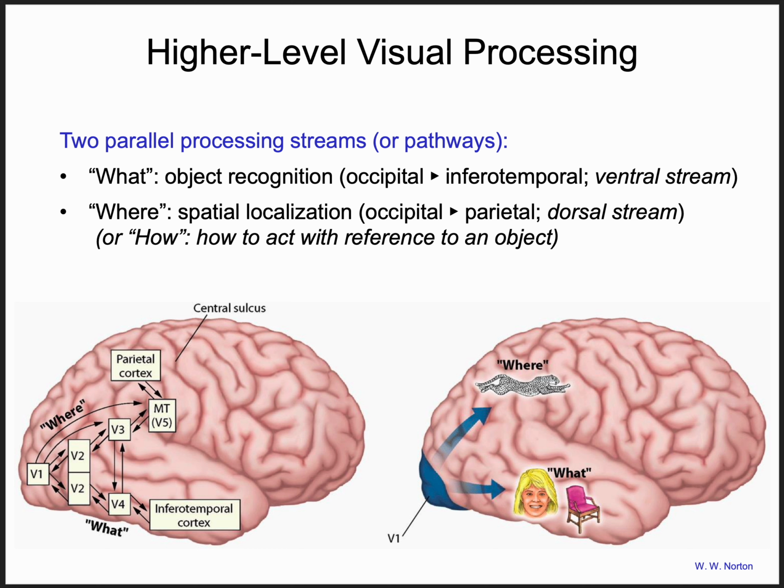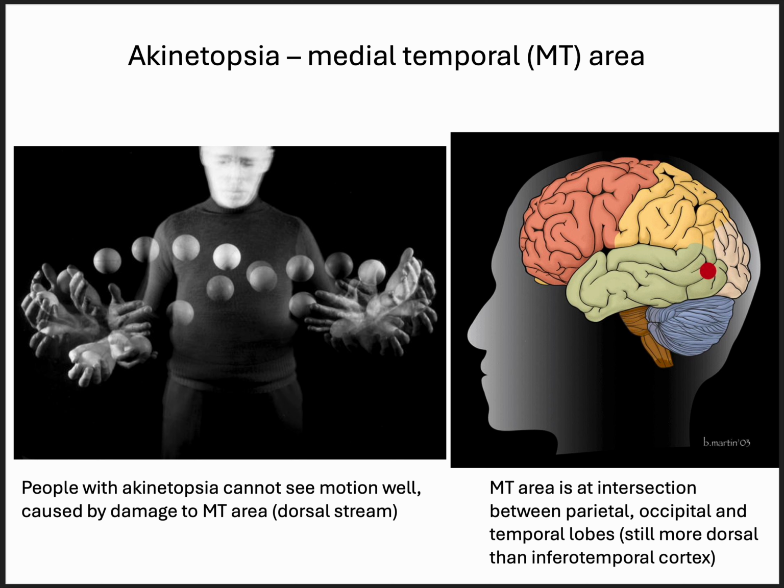Akinetopsia, medial temporal MT area. People with akinetopsia cannot see motion well, caused by damage to MT area, dorsal stream. MT area is at the intersection between parietal, occipital, and temporal lobes, still more dorsal than inferotemporal cortex.